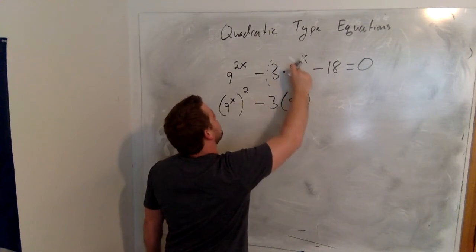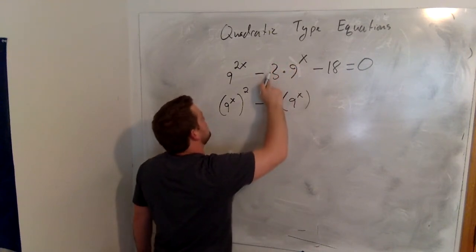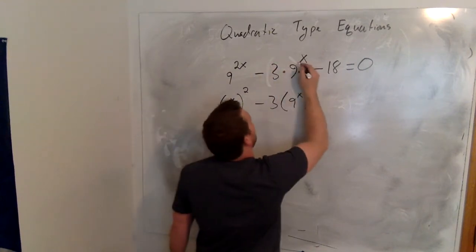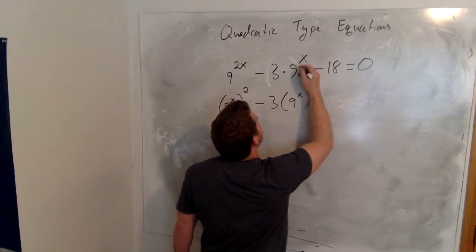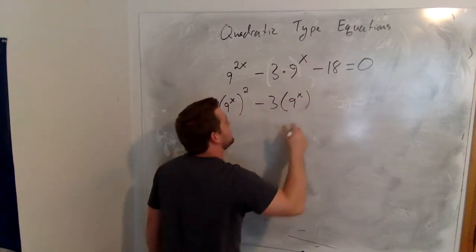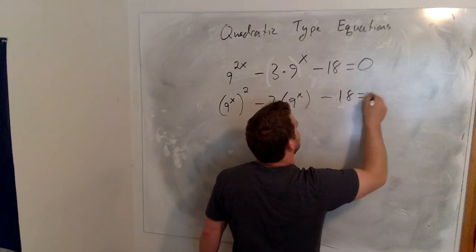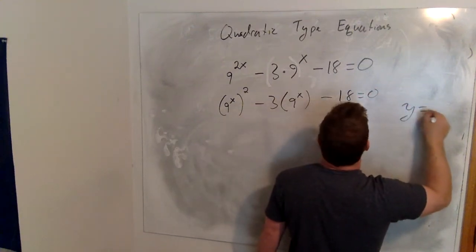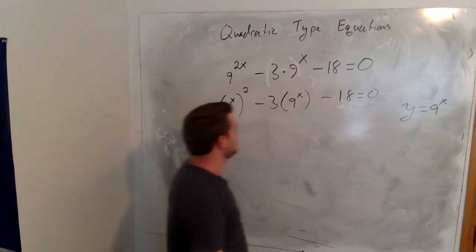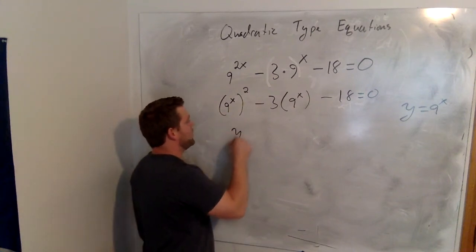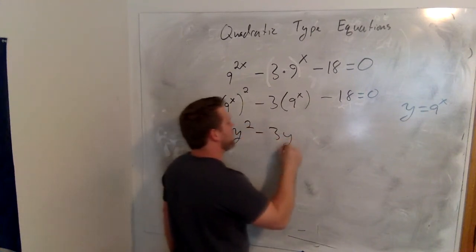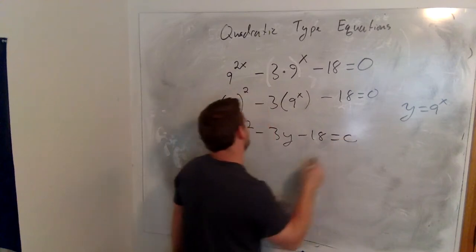No. The convention that we use for exponents is that the exponent only sees what's directly next to it. So this is 3 times 9 to the x. So be a little bit careful. Okay, let's make a replacement. Let's let y equal 9 to the x. So we have that y squared minus 3y minus 18 will be equal to 0.